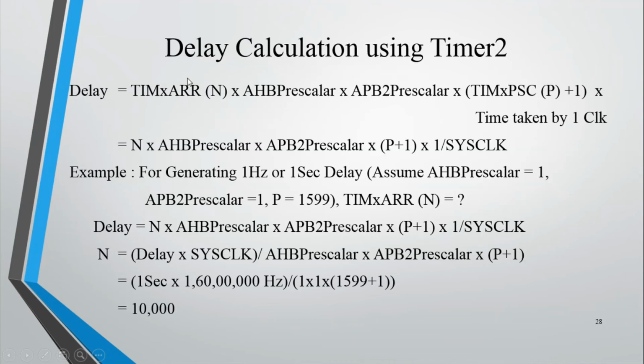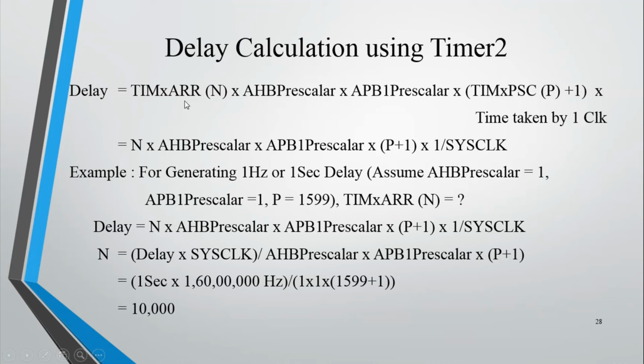So let us take a delay calculation for timer 2. What will be the equation showing the delay? We have seen a delay equation for the SysTick timer. Similarly, this is the delay equation for the timer. Now we are using timer 2. These two values you have seen. In the case of the SysTick timer, it was reload value into time taken for one clock. But in timer 2, your counter value is stored in the auto reload register. This into time taken for one clock.